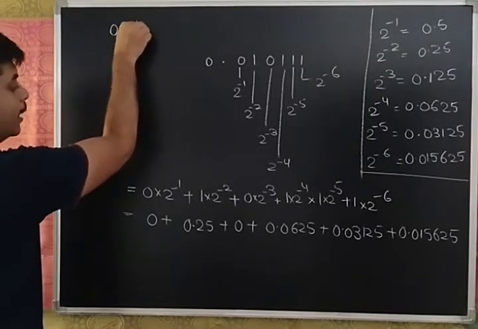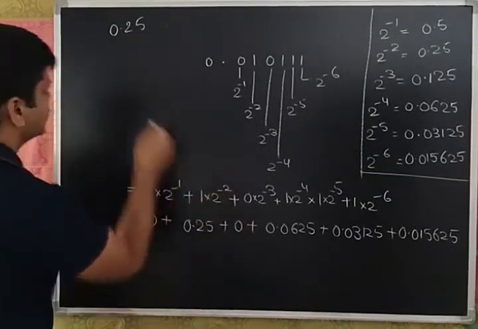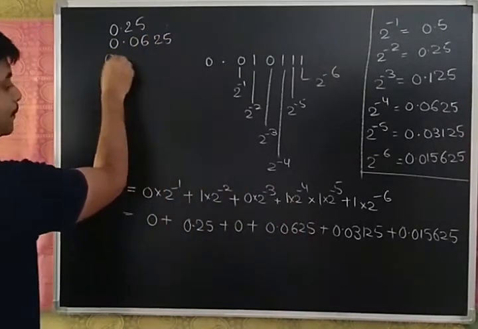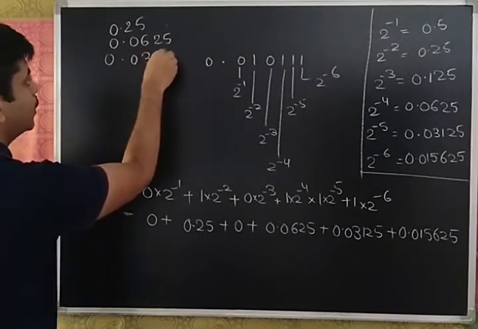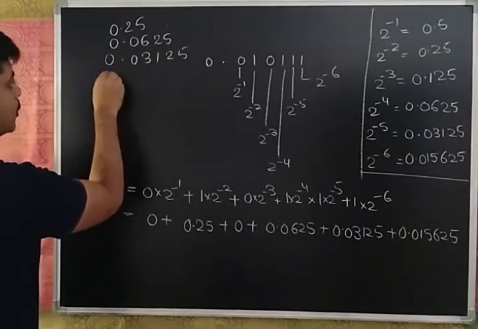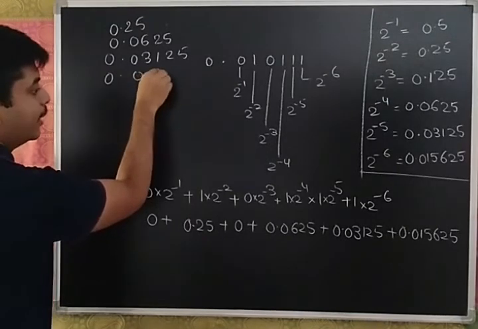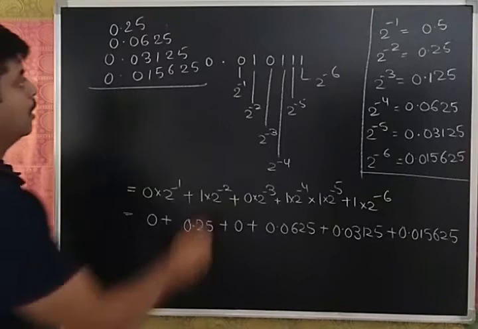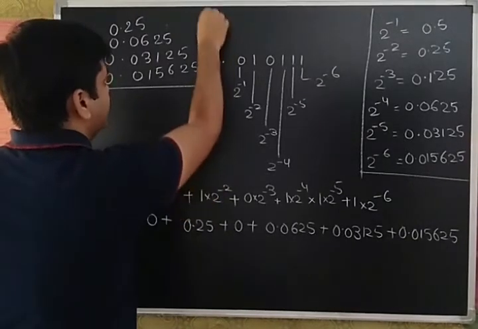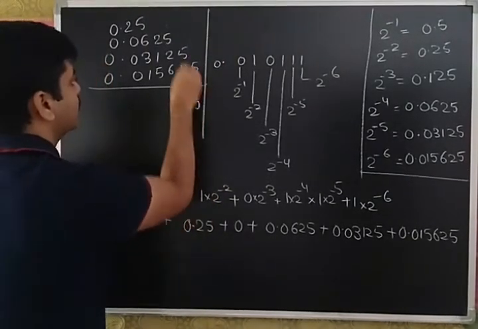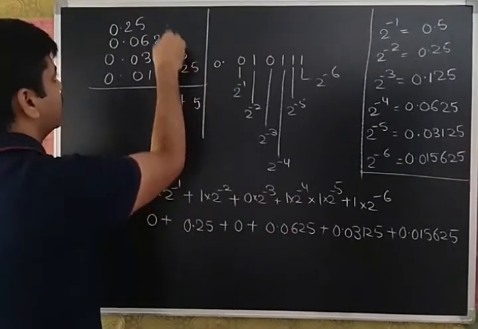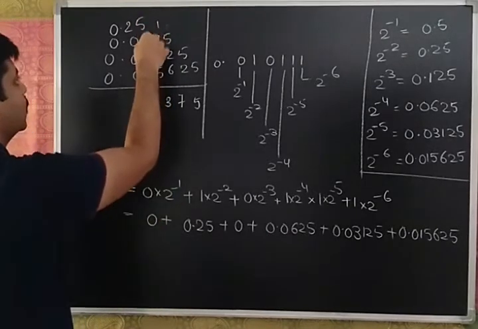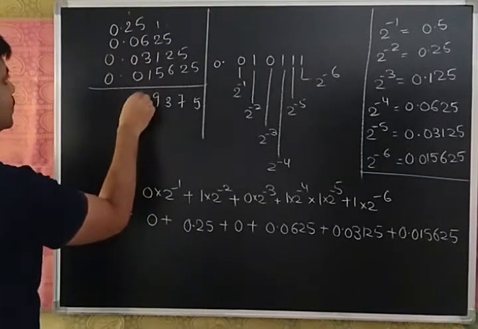This is 0.25, 0, this is 0.0625, and 0.03125, and 0.015625. So let us add quickly what we will get here. Okay, so this 0 is somewhere here. So it is 5, this is 7, 5, 6, 7, 7, 6, 13, 5, 6, 7, 8, 9, 11, 12, 13, 14, 15, and this is 3.